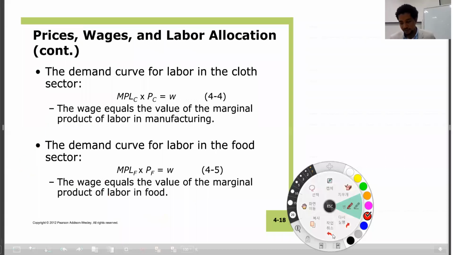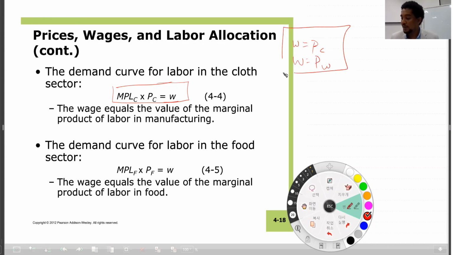So the demand curve for labor in the closed sector is equal to the marginal product of labor times the price, which is equal to the wage. If you remember, in the Ricardian model, since we were not using labor or capital as a means of production, we were saying that wage is equal to the price of cheese and wage is equal to the price of wine. But now we have an additional factor of production, which is labor.